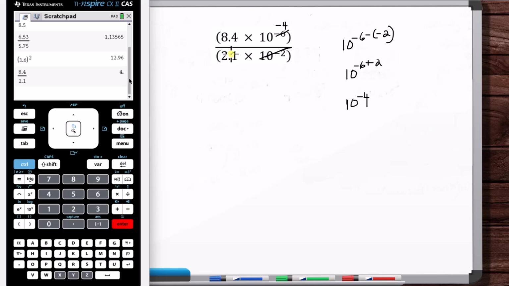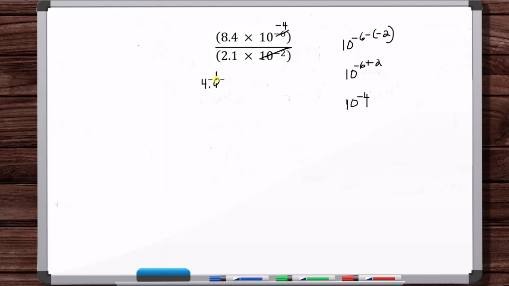4, but we want to put 4.0, because we've got two significant figures, times 10 to the minus 4. And the absolute value of this is between 1 and 10, so that's our answer.